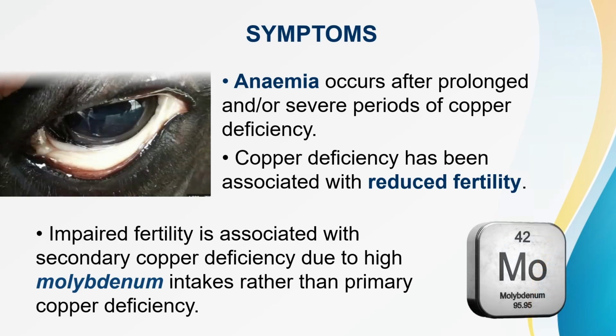Anemia occurs after prolonged and/or severe periods of copper deficiency. Copper deficiency has been associated with reduced fertility. Impaired fertility is associated with secondary copper deficiency due to high molybdenum intakes rather than primary copper deficiency.